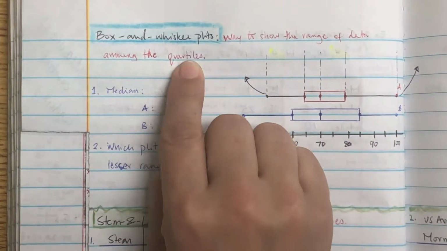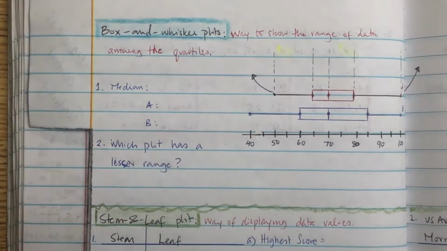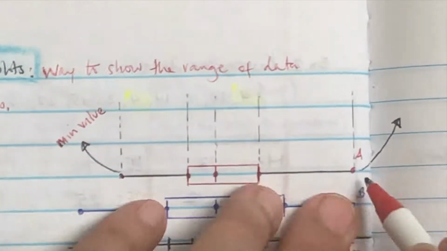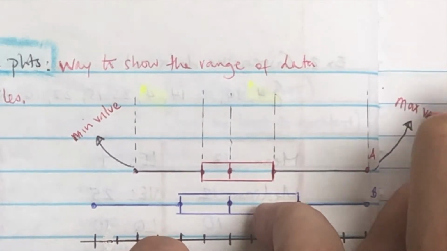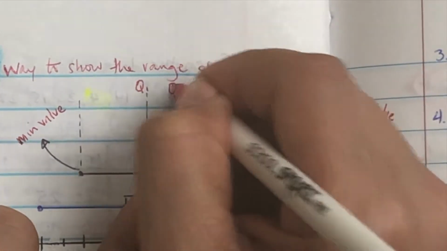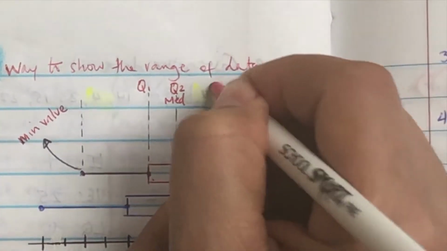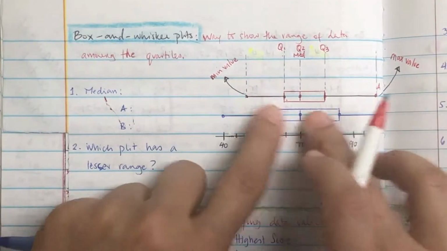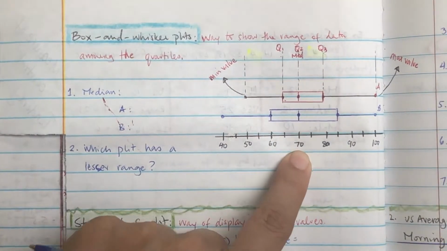All right, so looking at the first one, a box and whisker, it's the way to show the range of data amongst quartiles. What that means is you start with a minimum point, or the left dot is your minimum value, the right dot is your maximum. And then your next dot after that is going to be your first quartile. Then the one after that is going to be your second quartile, or the middle, or the median. And then the next one will be your third quartile. So everything in the box is Q1, Q2, Q3, and the two at the end are your minimum and maximum.